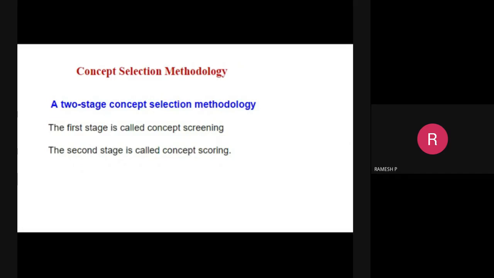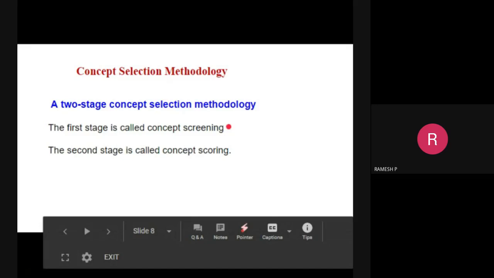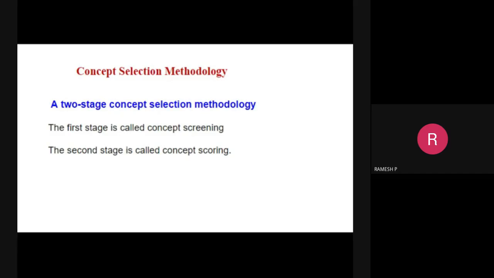There are two stages in concept selection methodology. The first stage is concept screening, and the second stage is concept scoring. Okay. What is concept screening? This concept screening stage, screening is just like filtering. It is like a quick evaluation aimed at producing a few alternatives which are workable or functioning alternatives. Very few alternatives, very few concepts.